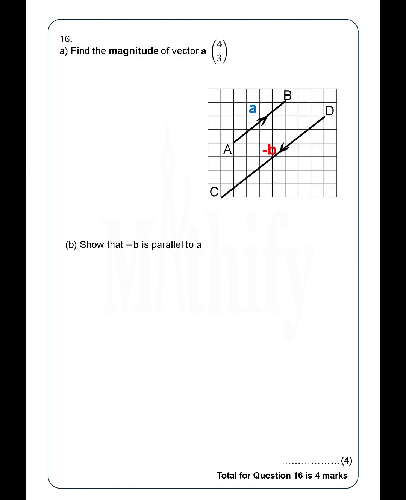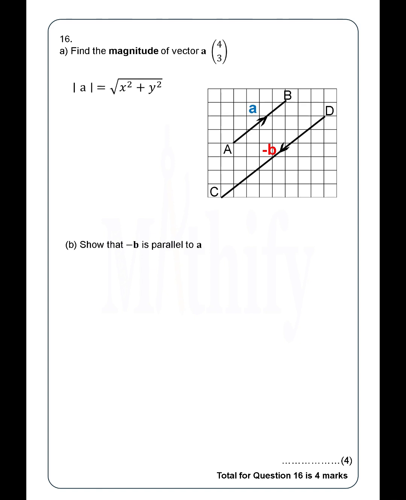Question 16. Find the magnitude of vector a, (4, 3). Magnitude is all about size. So to work out the size, we need to work out |a|. And the best way to do that is Pythagoras' theorem. So square root of x squared plus y squared.